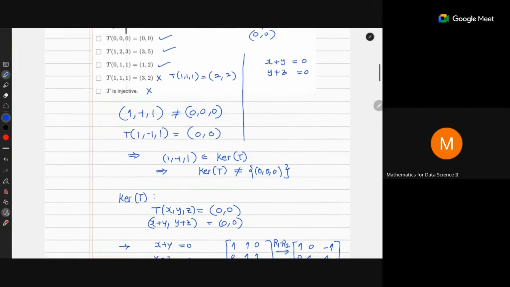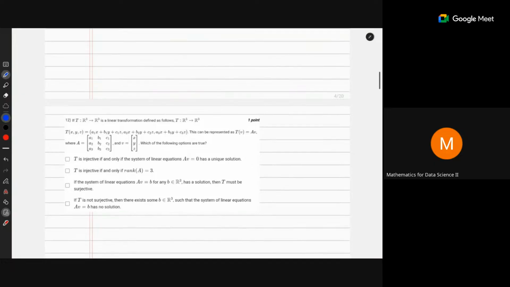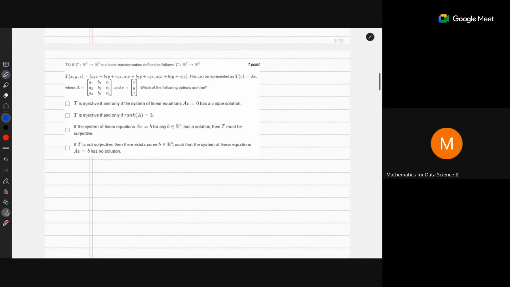All right, good. So it is clearly not an injective map because the kernel is not equal to the 0 subset. Okay, now let's do this question.